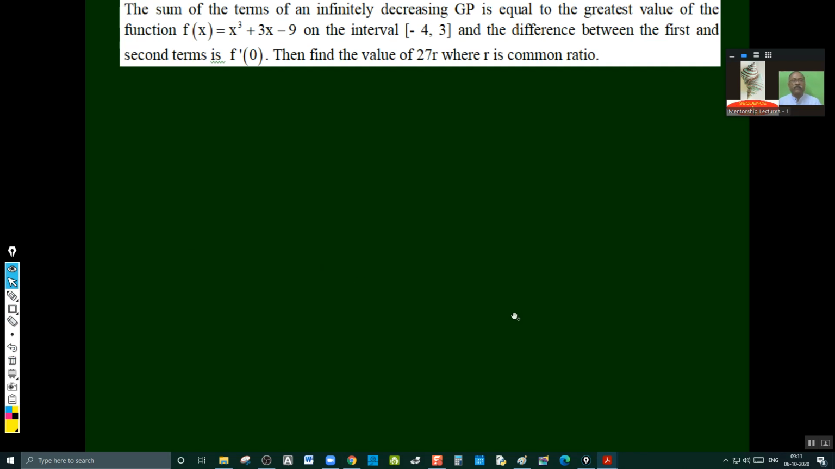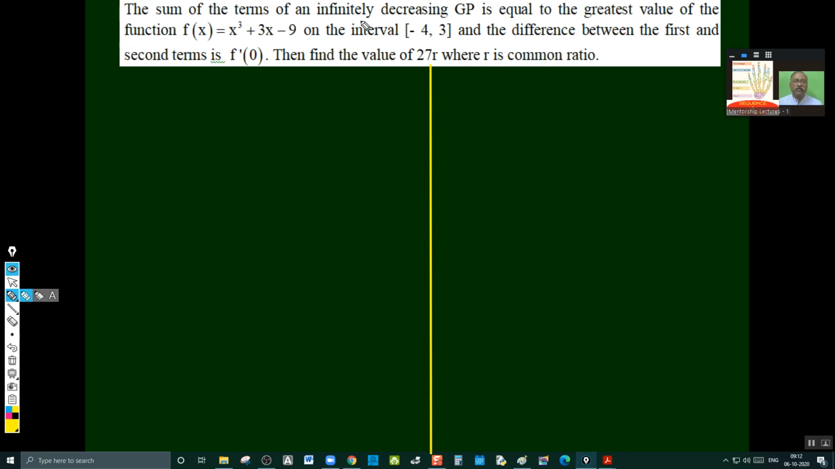The sum of the terms of an infinitely decreasing GP is equal to the greatest value of the function. It is mixed up. More than one concept question. It is mixed up with maxima and minima, applications of derivative, on the interval minus 4, 3, and the difference between the first and the second terms is f dash 0. Then find the value of 27r when r is a common ratio. Question समझ लो.